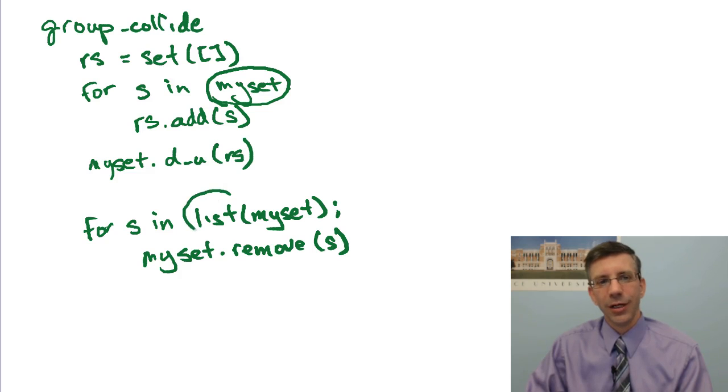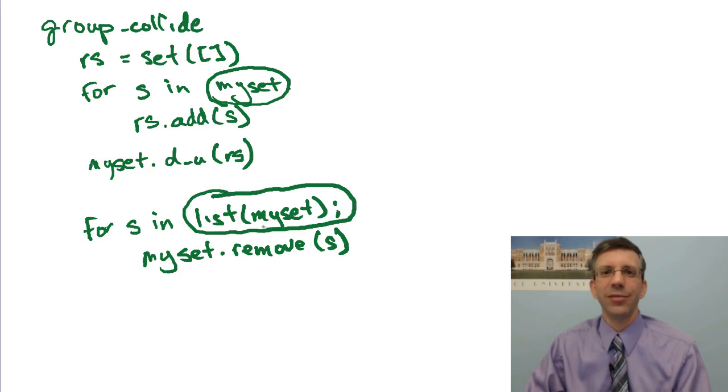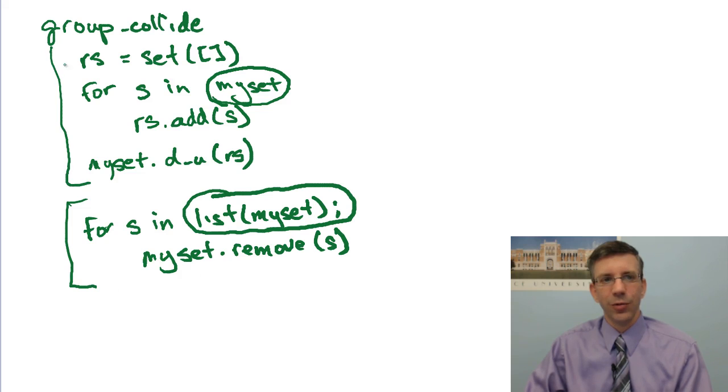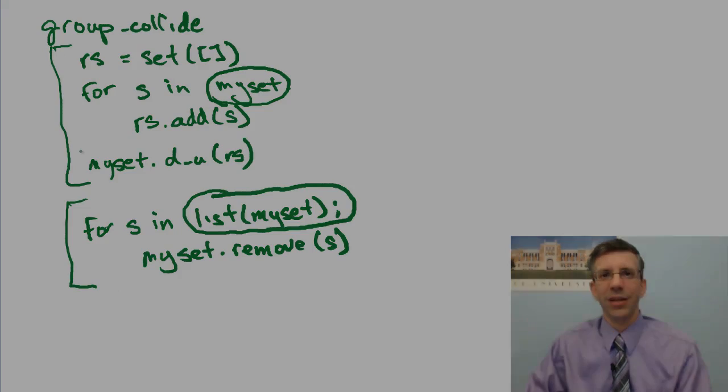Well, when I call list of my_set, it creates a new list. So it's effectively a copy of all the elements in my_set. So you can iterate over them and then remove things from my_set because you're not iterating over my_set. Both of these templates here will work for your group_collide method.